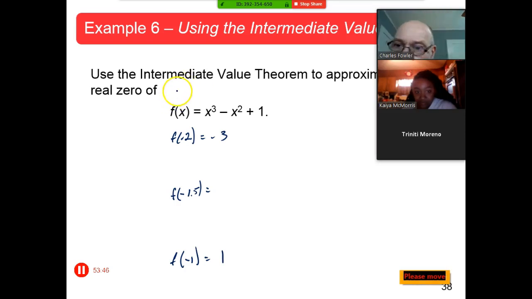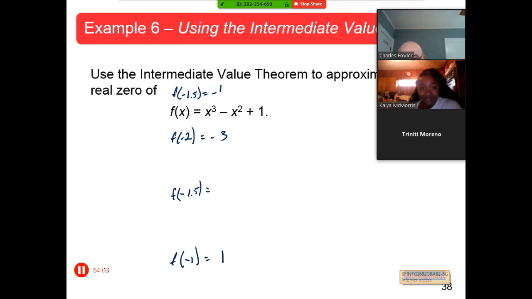Okay, so let's go up here and do f of negative 1.5. Pull out your calculators, folks. Now, do y'all prefer to do fractions? We can do fractions if you want to. Do you want to do fractions or decimals? With calculators, decimals are easier. If you're doing it in your head, fractions might be a little easier.